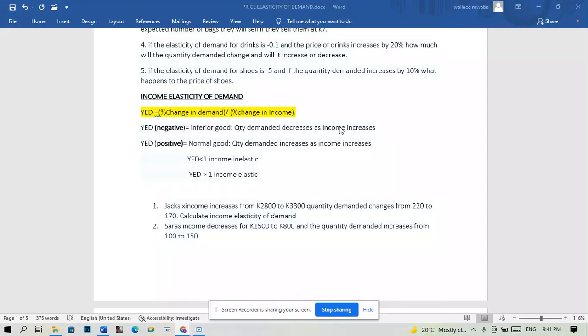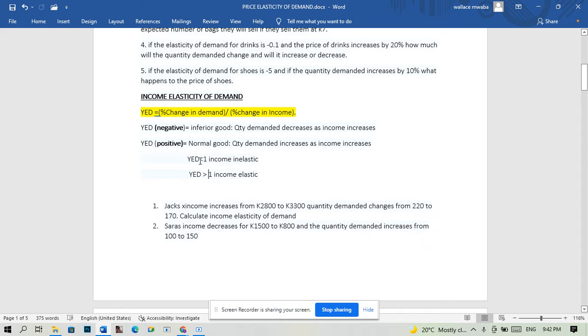Elasticity of demand. We are just measuring how responsive the change in demand, not in quantity demanded, but a change in demand, is to a change in someone's income. If your income elasticity of demand is negative, you are dealing with an inferior good. If your income elasticity of demand is positive, you are dealing with a normal good.